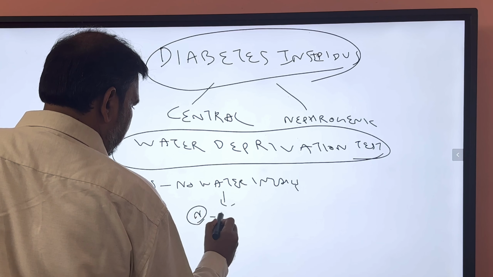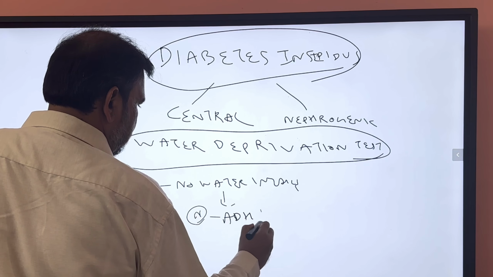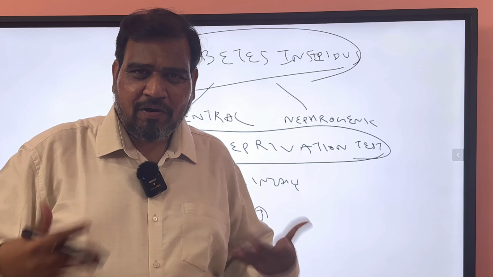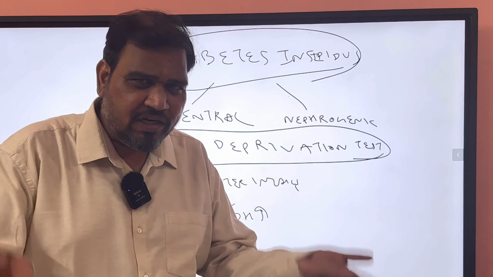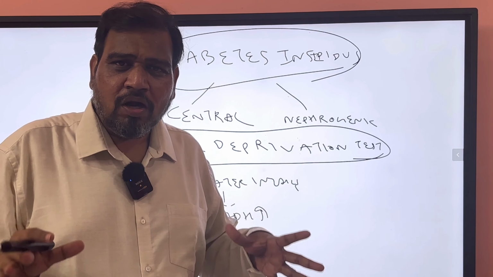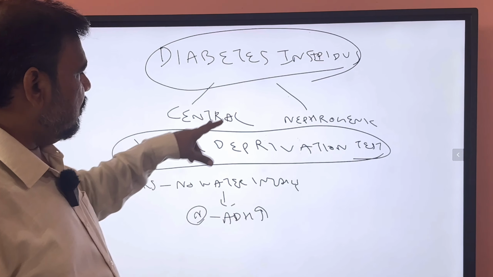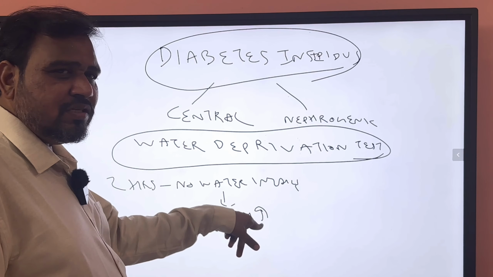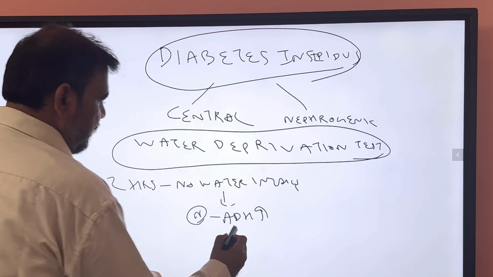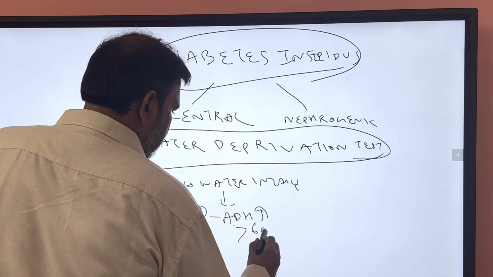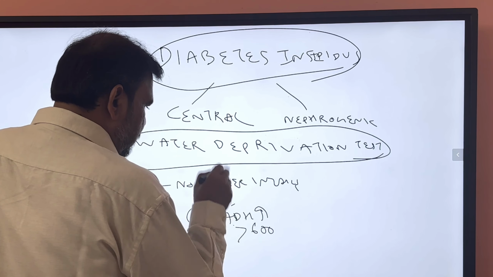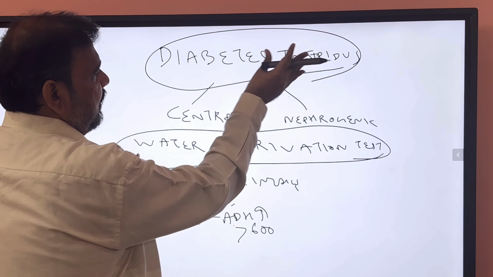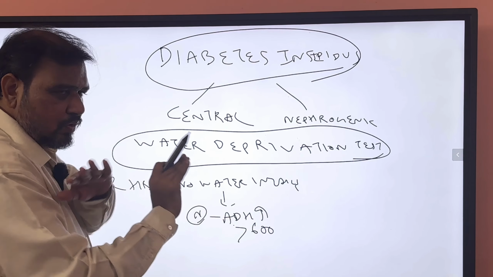Normally, ADH will increase. Water deprivation means I am deprived of water. For 2 hours I will not give the patient any water, so my body has more of water, less of water. And we all know the function of ADH, antidiuretic hormone: it increases water reabsorption. So ADH concentration will increase, or osmolarity will be greater than 600.